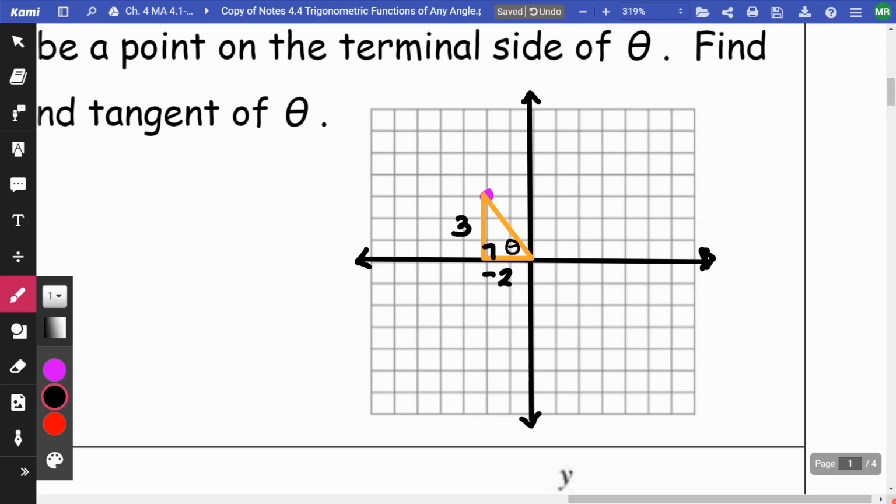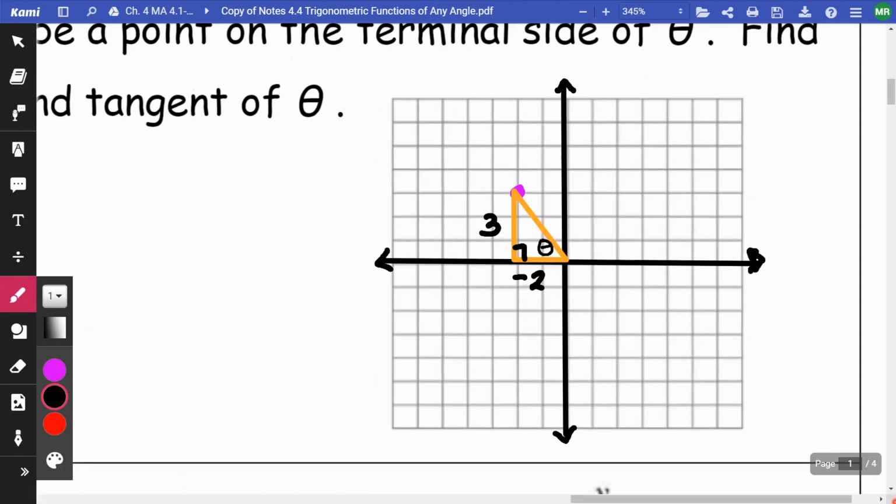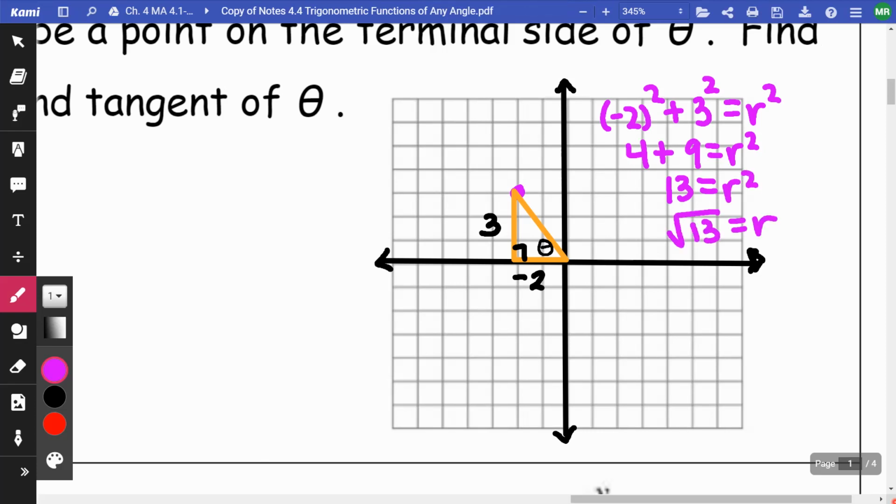Now, my legs can be positive and negative. My hypotenuse will always be positive. So now I'm going to use Pythagorean to figure out my radius, basically. So I am going to go -2 squared plus 3 squared equals my radius squared. So I'm going to get 4 plus 9 equals r squared. 13 is equal to r squared. So the square root of 13 is r. So this is going to be the square root of 13. That is my radius or my hypotenuse.